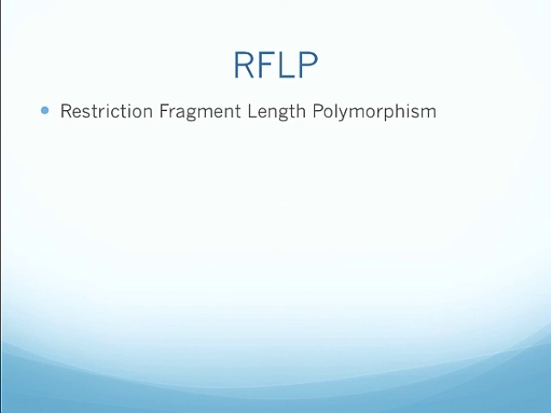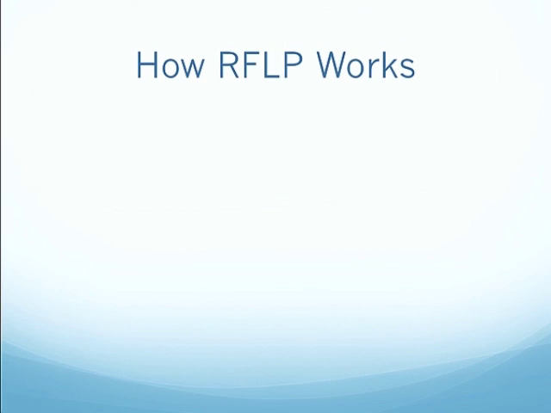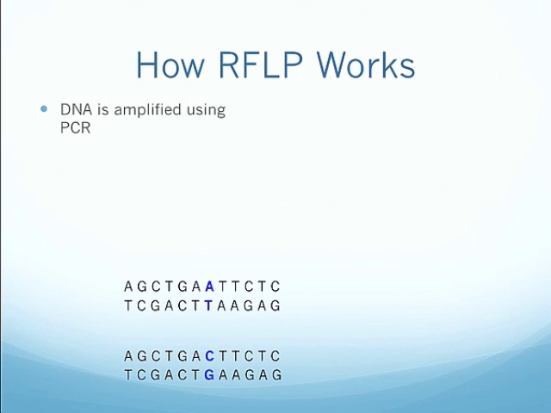RFLP stands for Restriction Fragment Length Polymorphism. Like many molecular genetic techniques, it begins with PCR, and it's used to find SNPs and indels. How does RFLP work? Like I said, it begins with PCR, and let's say those are the strands of DNA amplified by the PCR reaction. Notice that I've highlighted the SNP in blue.